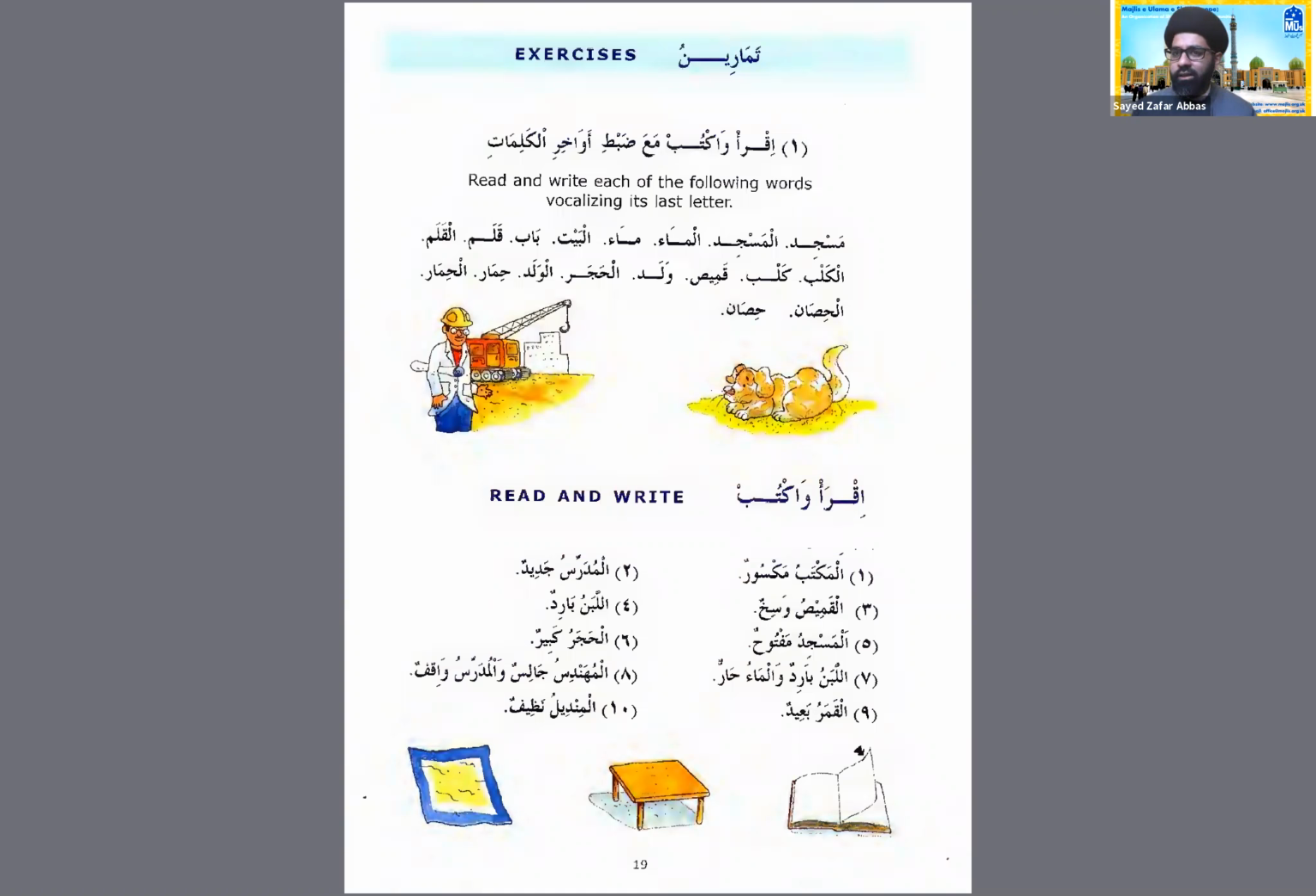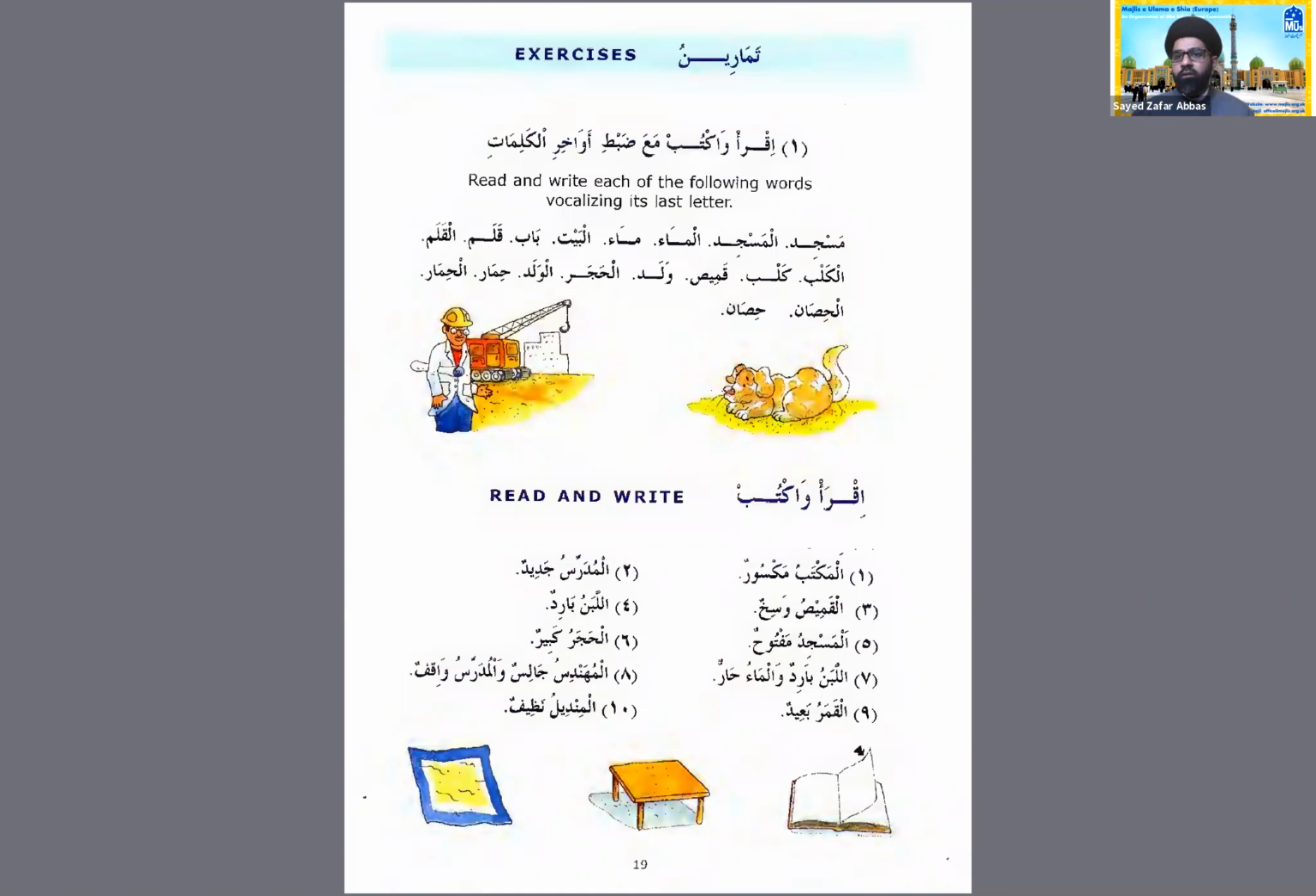We said al-maktabu maksur, the desk is broken. Al-mudarrisu jadid, the teacher is new. Al-qamisu wasikh, the shirt is dirty. Al-labanu barid, the milk is cold. Al-masjidu maftuh, the masjid is open. Al-hajaru kabir, the stone is large.